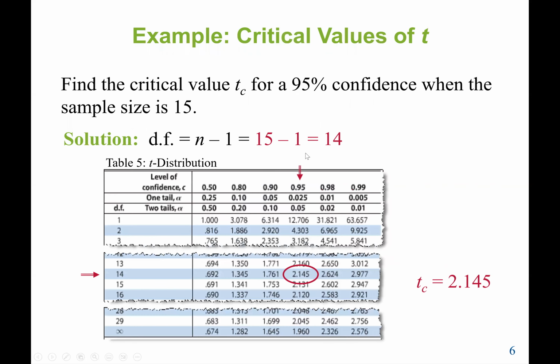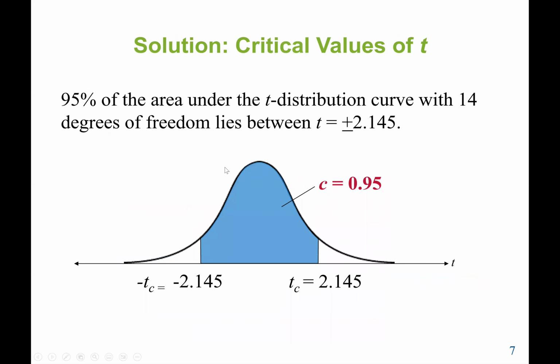Now, in order to find this, we use the table. Since we know the sample size, we can find the degrees of freedom, which is n minus 1. Then we have 95% confidence, so we go to the top level of confidence, 95% or 0.95. The intersection of 0.95 and the degrees of freedom 14 gives us tC, which we call the critical value. So this means 95% of the area under the t-distribution curve with 14 degrees of freedom lies between negative 2.145 and positive 2.145.